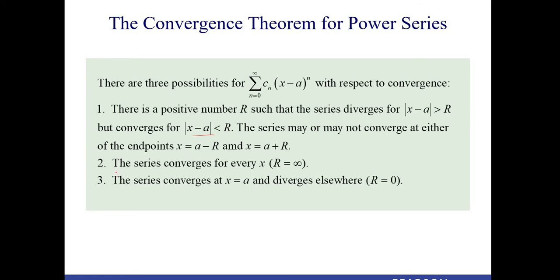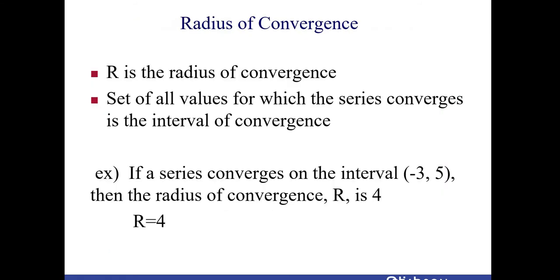The second possibility is that the series converges for every x. In other words, r, or the radius of convergence, is all real numbers. The third possibility is that the series converges at a single point and diverges everywhere else. So therefore, the radius of convergence would be 0. Let's look at this terminology for a minute. R represents the radius of convergence.